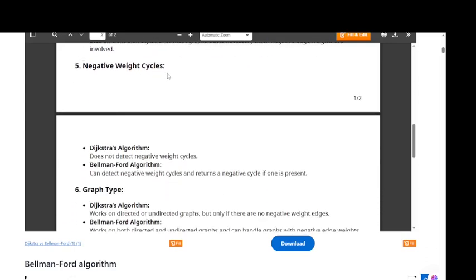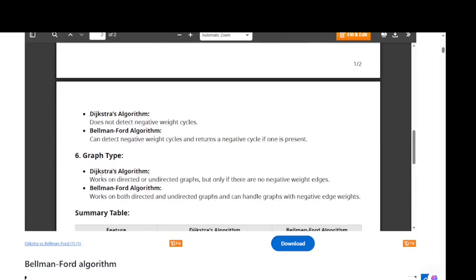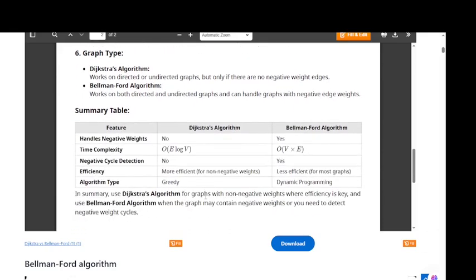So this is a negative weight cycle. Dijkstra cannot detect a negative weight cycle. Bellman-Ford can detect it. However, Bellman-Ford cannot solve it. That means it cannot find the single source shortest path if a negative cycle exists in the graph. And graph type, Dijkstra algorithm works on directed and undirected graphs, and Bellman-Ford also works on directed and undirected graphs. So if you can see the comparative study, negative weights Dijkstra cannot handle.